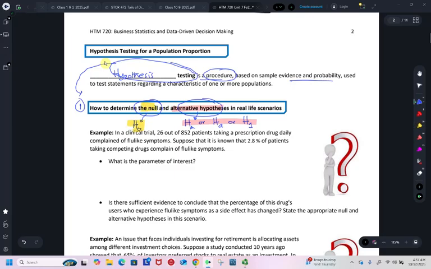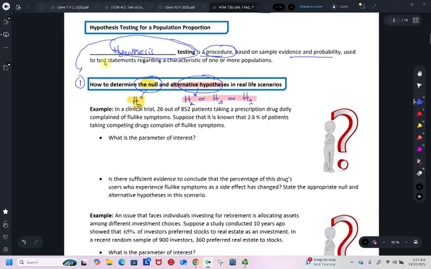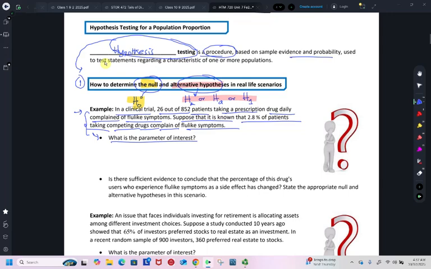All right, how do we set up the null and the alternative hypothesis? Let's take an example. In a clinical trial, 26 out of 852 patients taking a prescription drug daily complained of flu-like symptoms. Suppose that it is known that 2.8% of patients taking competing drugs complain of flu-like symptoms. As far as the scenario is concerned, what is the parameter of interest?